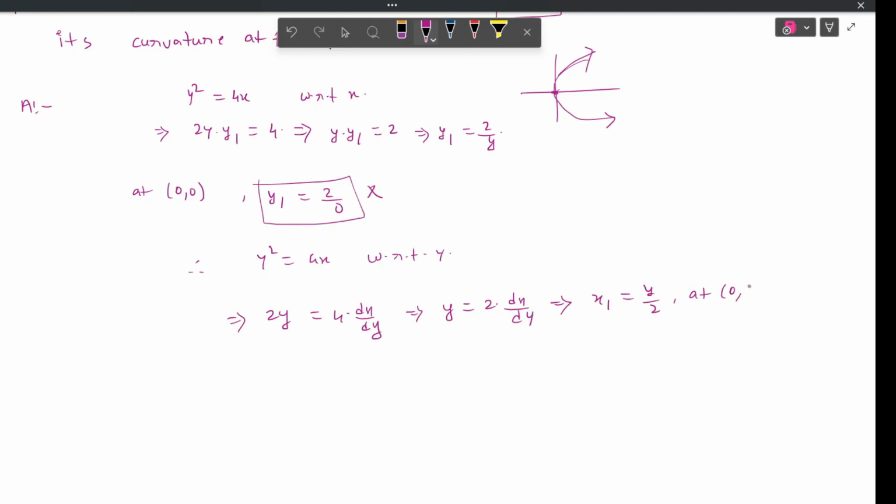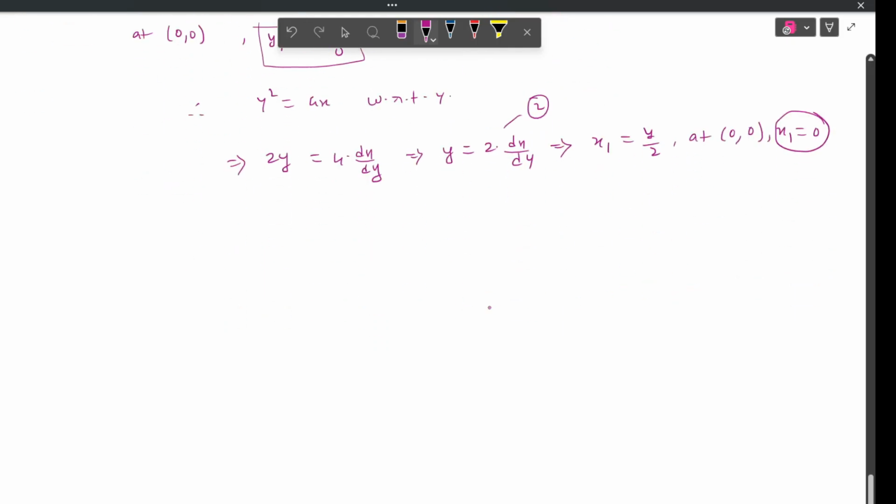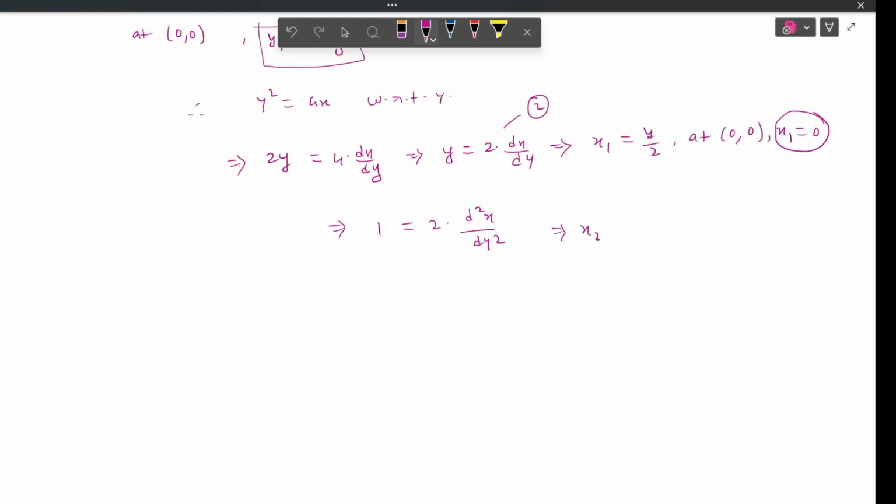So at 0, 0, if you put 0 in place of y, x1 would be 0. Now let us say this is our equation 2. Now differentiating 2 with respect to y again, we'll get 1 equals twice d2x by dy square. Now d2x by dy square is x2, we can say. So x2 would be 1 by 2.